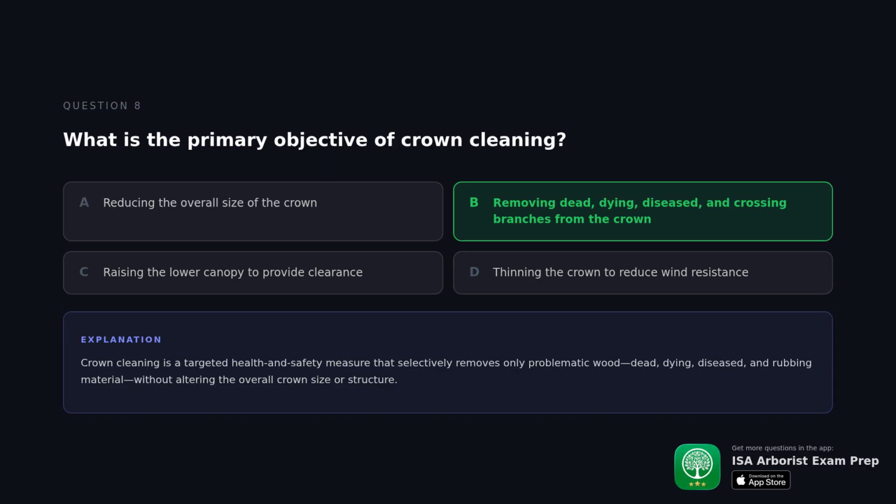The correct answer is removing dead, dying, diseased, and crossing branches from the crown. Crown cleaning is a targeted health and safety measure that selectively removes only problematic wood: dead, dying, diseased, and rubbing material, without altering the overall crown size or structure.